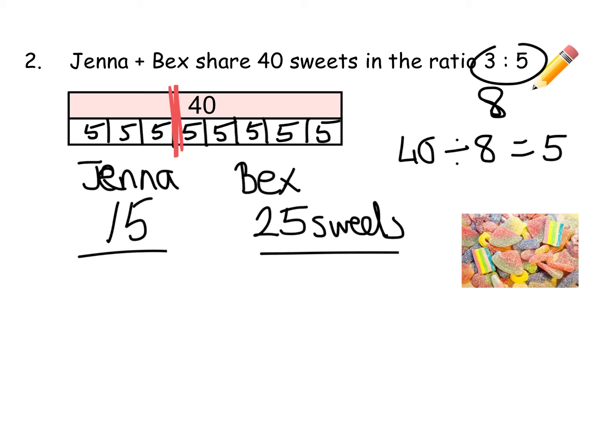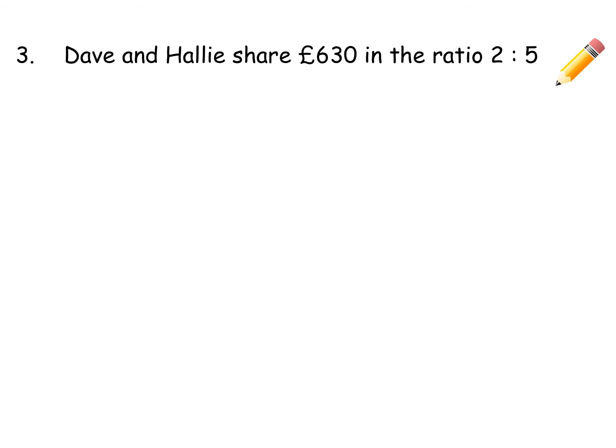Now, you don't always have to have the rectangle drawn. Okay, so what happens in an actual question? Well, the box isn't drawn for you, so we're going to draw the box ourselves this time. Dave and Hallie are going to share £630 in the ratio 2:5. So you have 2 options. 2 plus 5 makes 7, okay? So you can either draw 7 individual squares, or you can start with the box and divide it into 7.